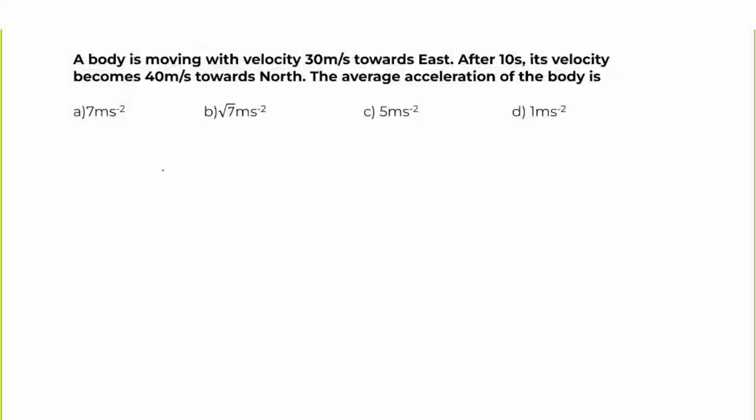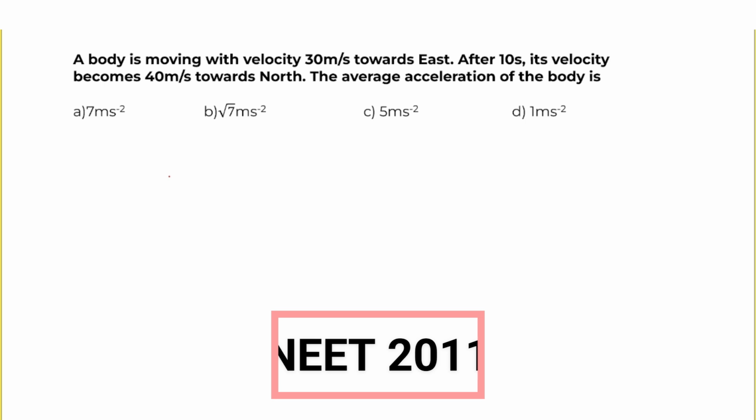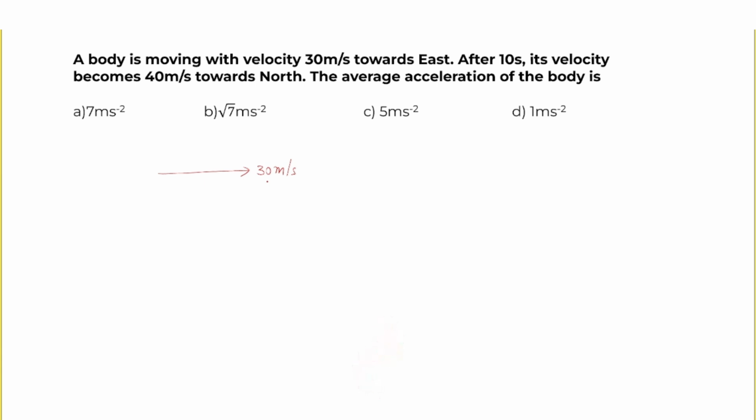A body is moving with a velocity of 30 meter per second towards east. So let's draw it. It is moving this side 30 meter per second towards east. After 10 seconds, its velocity becomes 40 meter per second towards north. So let's draw it here. 40 meter per second towards north, and time is 10 seconds. The average acceleration of the body.